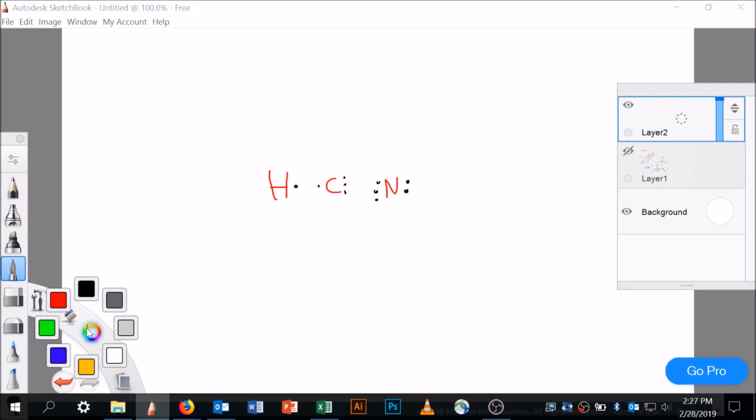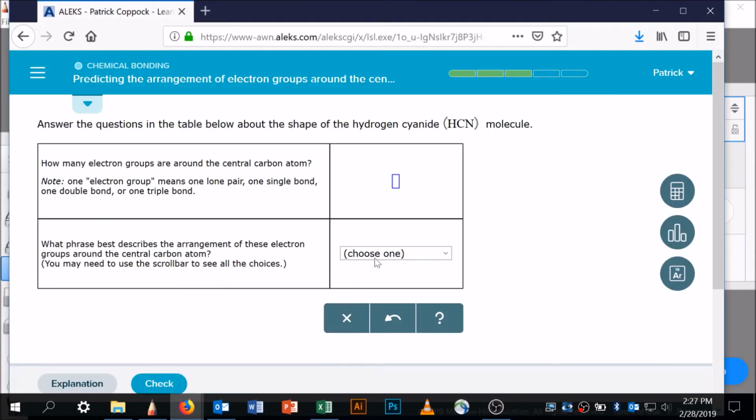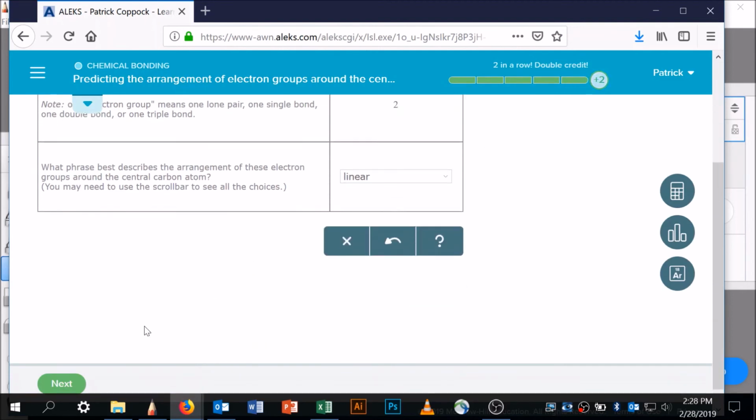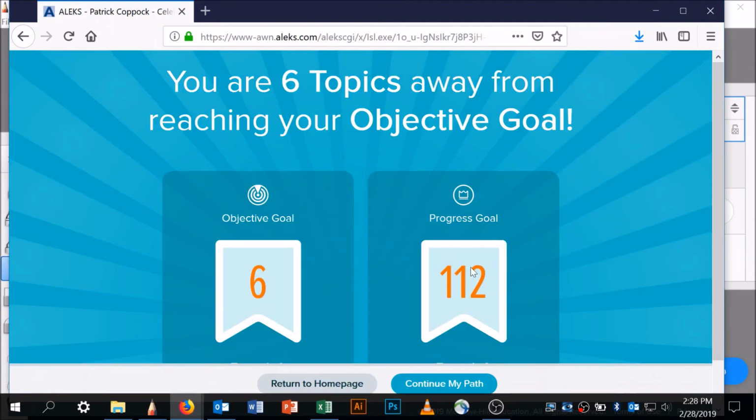So let's make some yellow bonds this time. Okay, so there's a bond. There's a bond. There's a bond. And there's a bond. So how many electron groups do I have here? 1, 2 electron groups, right? Because a triple bond makes an electron group. Okay, so let's come back over here. 2 groups. And that's going to make the compound linear. Hopefully I get that one right. All right. Okay. So it looks like we're done with that one. I've got 112 to go.